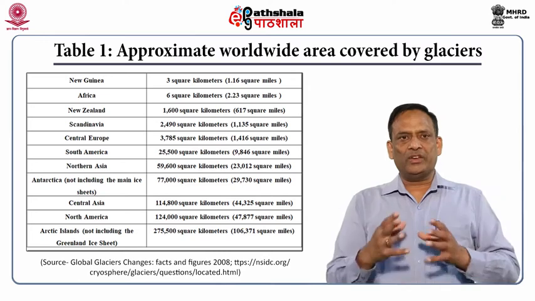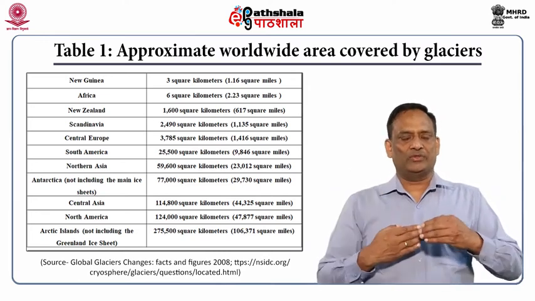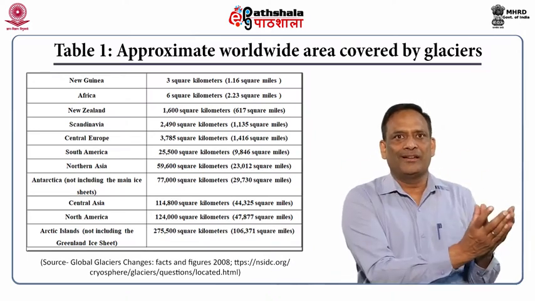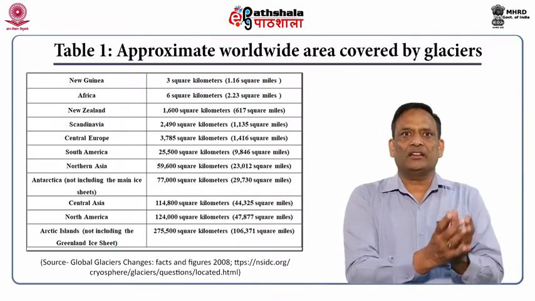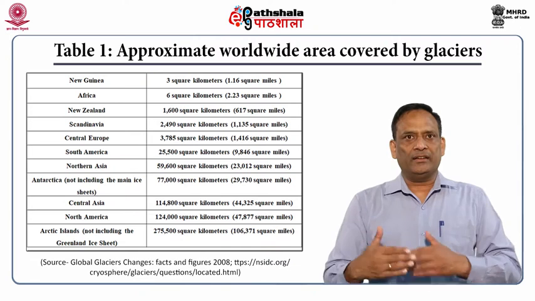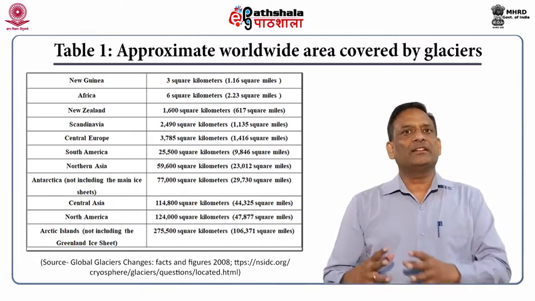So from here we get an idea that the size of glaciers is highly variable. In the examples we have given, one is very small, about 3 square kilometers, while another is about 100,000 square kilometers. And again, I'm telling you that glaciers are present in 47 countries.